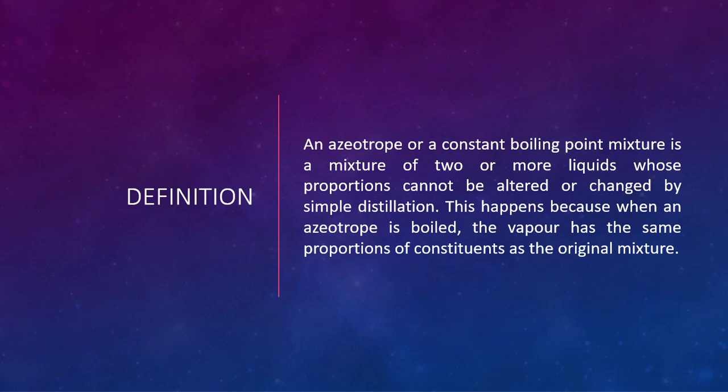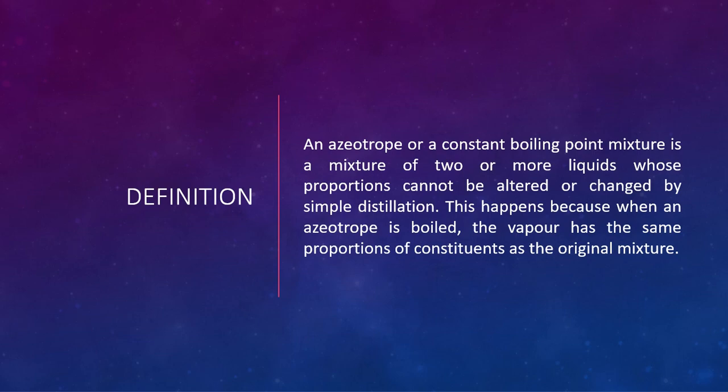This happens because for distillation, we know that the vapor and liquid compositions should vary as we start boiling the mixture. But that does not occur in the case of azeotropes. It remains the same as it was in the original mixture, that is, before the mixture was getting boiled.